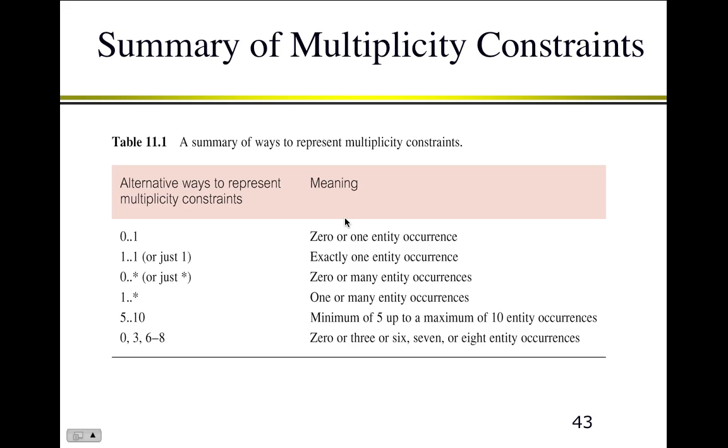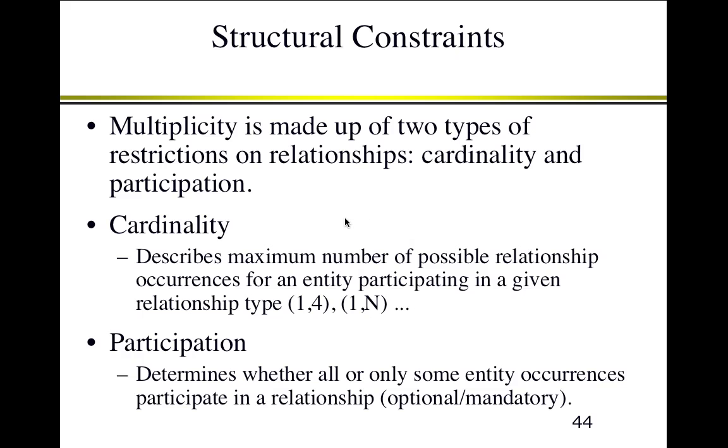So here are some examples, a summary of the ways to represent multiplicity constraints, and then I'm going to show you how to translate those to tables. 0..1 means 0 or 1 entity occurrence. 1 means exactly 1 entity occurrence. It means no more than 1, no less than 1. 0..*, 1..*, 5..10 means a minimum of 5 up to a maximum of 10. So you can construe it the way you want to make it make sense, give it meaning. In terms of the structural constraints, it's what's referred to as cardinality. That's the word for it.